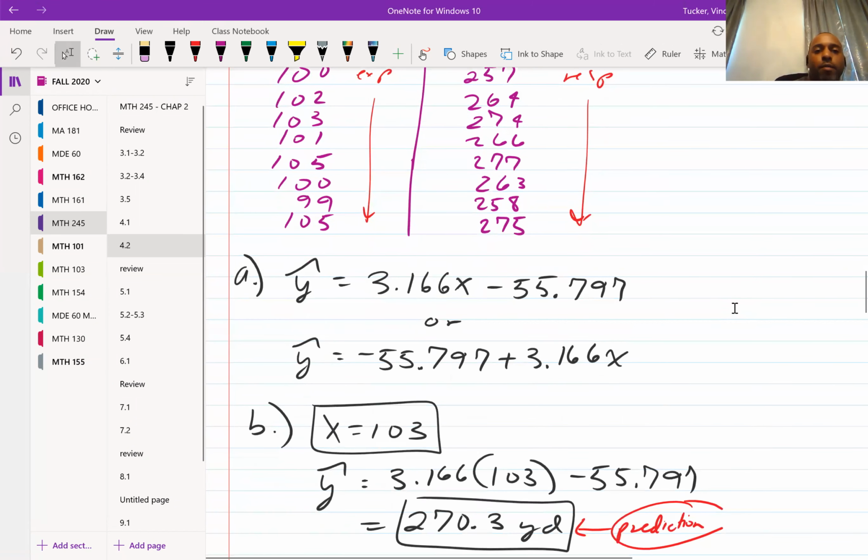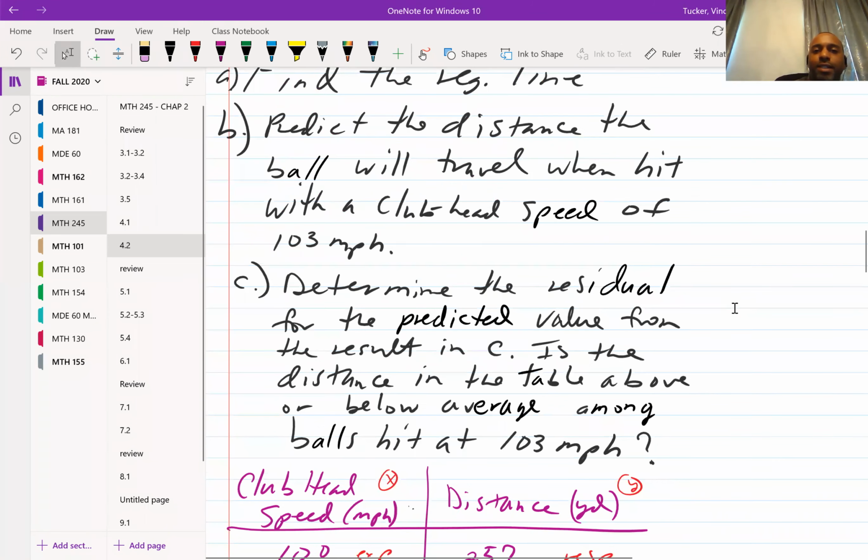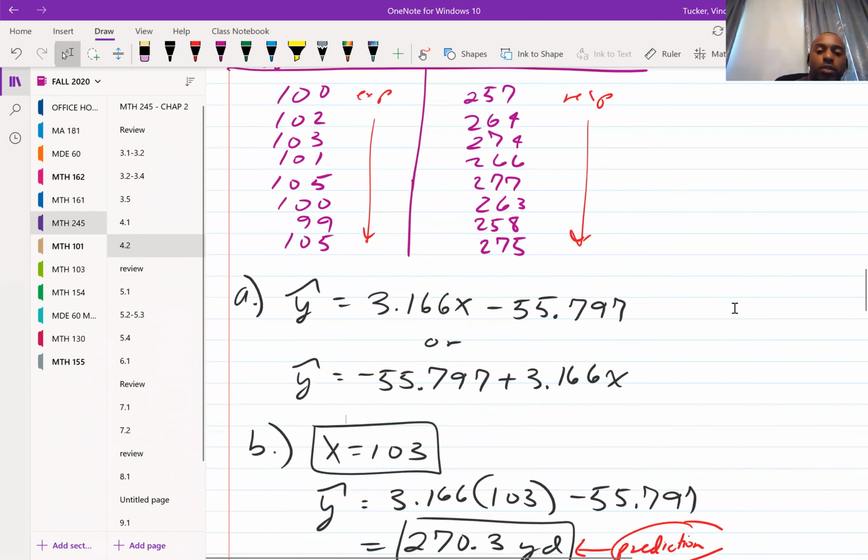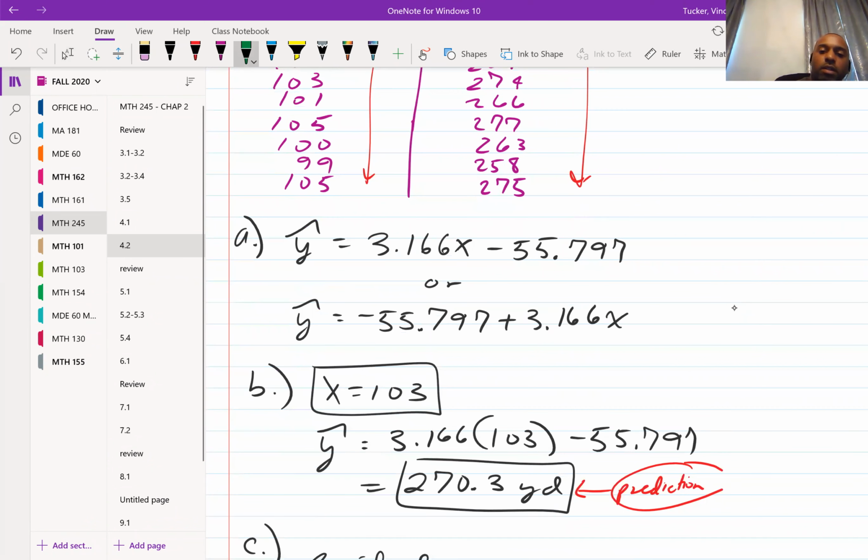Now B asks us to predict the distance the ball will travel when hit with a club head speed of 103 miles per hour. That means you're going to take 103, plug it in for X, and figure out what your outcome would be. So this 270.3 yards is your predicted outcome if you were to swing your golf club at 103 miles per hour. All right. Any problems with B?